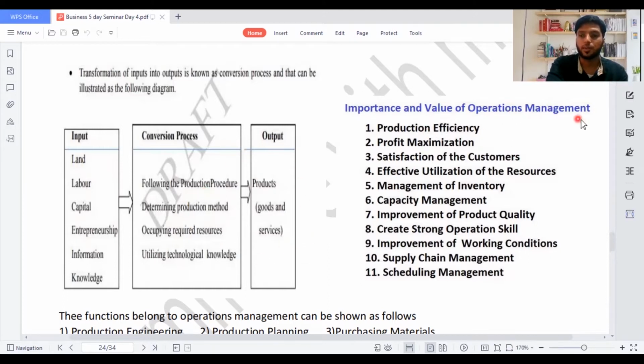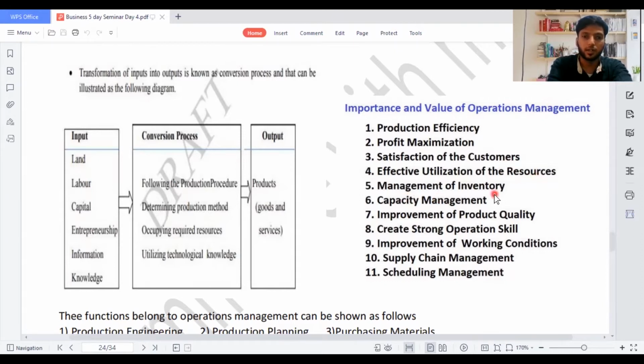Importance and value of operations management. Why is operations management important? Operations management is related to production, right? So when you produce, why is it important? What are the things you need to know? Production efficiency: how can you reduce the level of wastages? Profit maximization: if you can reduce your cost, the most income can be gained. Satisfaction of the customers: the more quality is controlled, the more satisfied the customers will be. Effective utilization of resources, taking the maximum usage.